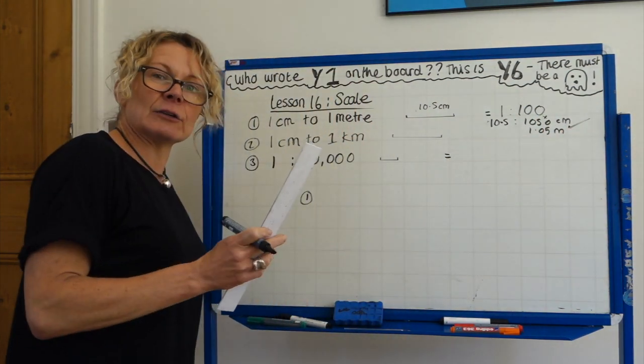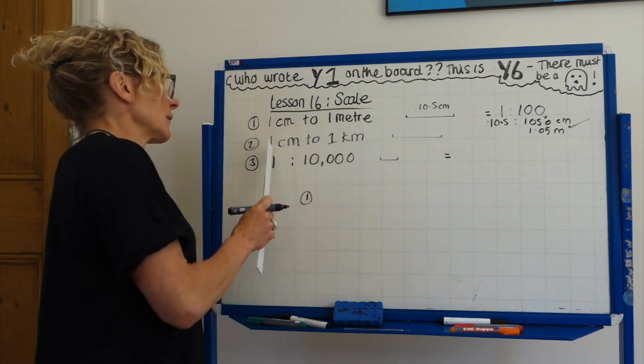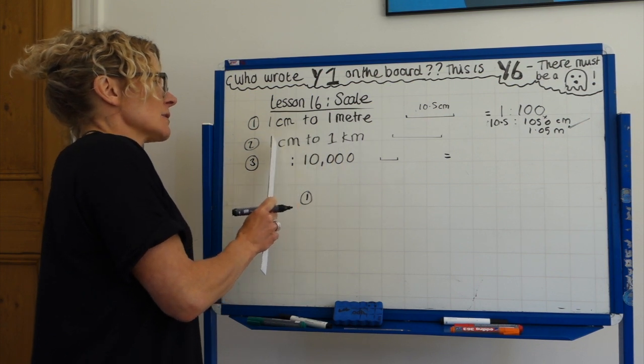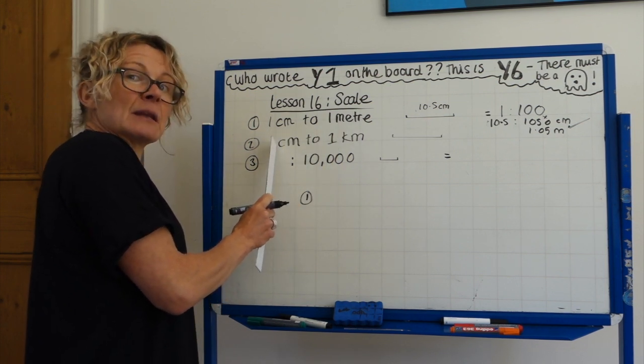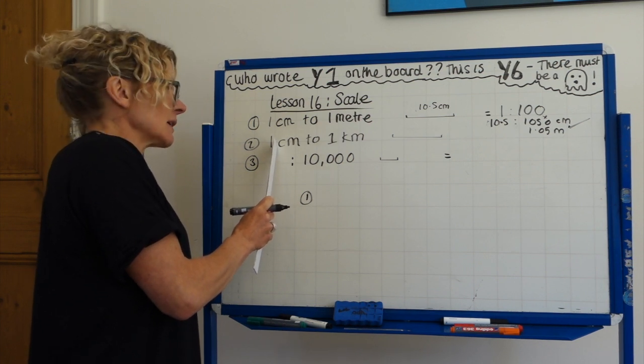Next one, let's have a look. Again, this is in units of measure. Slightly more difficult this time, okay. 1 centimetre to 1 kilometre, okay. So there's 100 centimetres in a metre and there's 1,000 metres in a kilometre, isn't there?